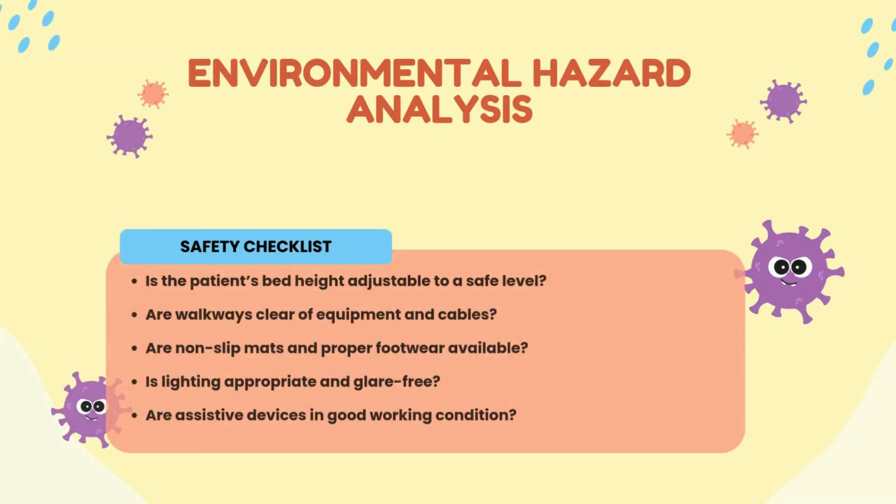To reduce fall risks, we must assess and address environmental hazards in patient care areas. Here's a safety checklist to follow. Is the patient's bed height adjustable to a safe level? Are walkways clear of equipment and cables? Are non-slip mats and proper footwear available? Is lighting appropriate and glare-free? Are assistive devices in good working condition? Regularly checking these factors can help create a safer environment for patients and prevent unnecessary falls.